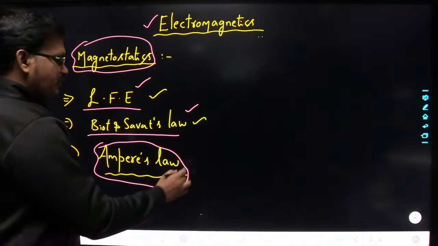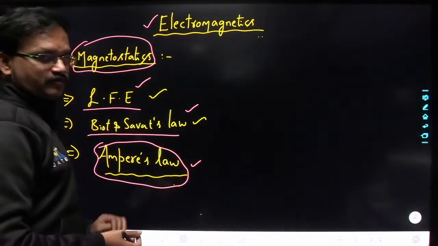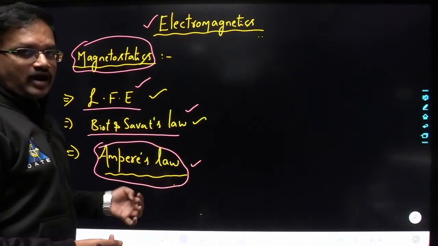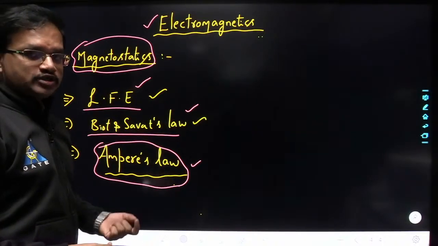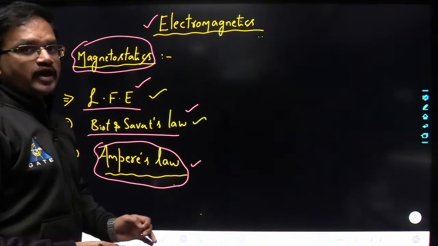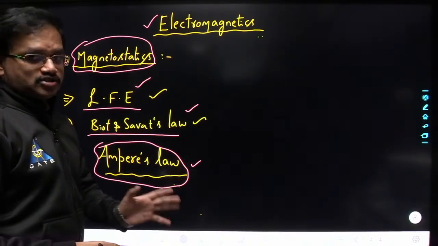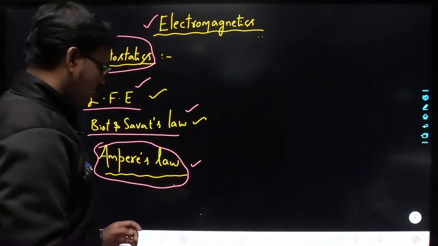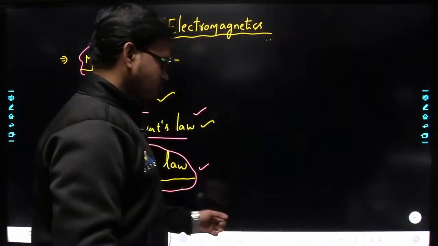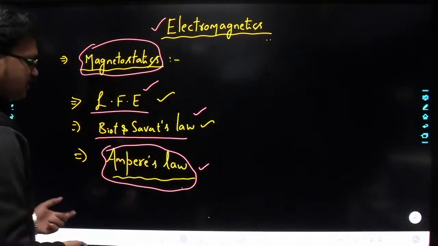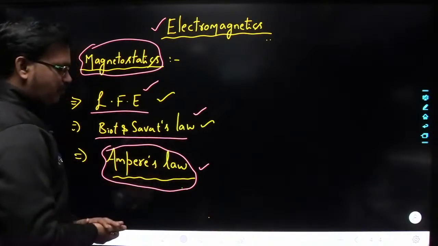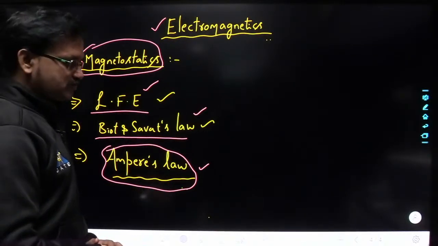So what is the purpose of Ampere's law? The main purpose of Ampere's law is to determine the B field due to a given uniform and symmetrical current distribution. Understood? So we have seen how to determine the B field by applying Ampere's law.